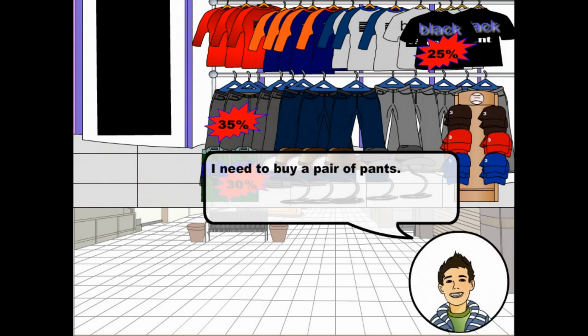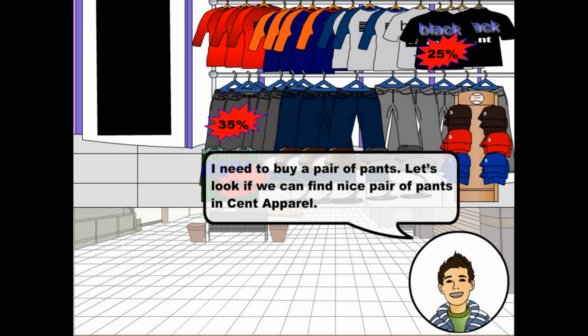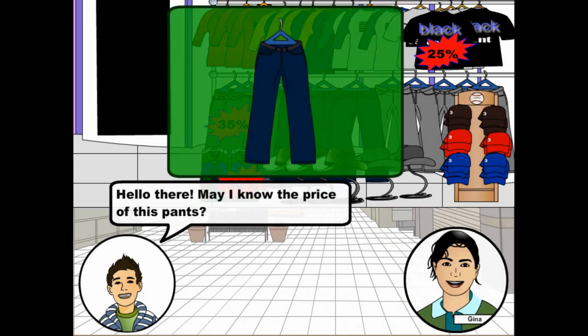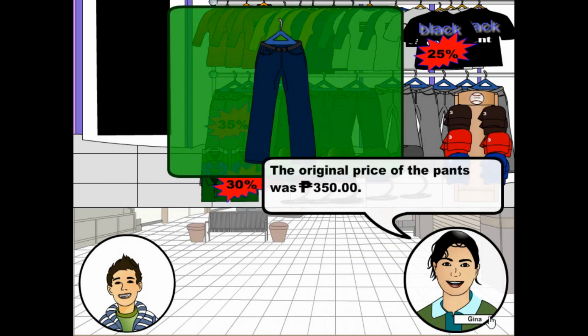I need to buy a pair of pants. Let's look if we can find a nice pair of pants in Scent Apparel. They are on sale. Hello there. May I know the price of these pants? The original price of the pants was 350 pesos, but it is on sale at 25%.